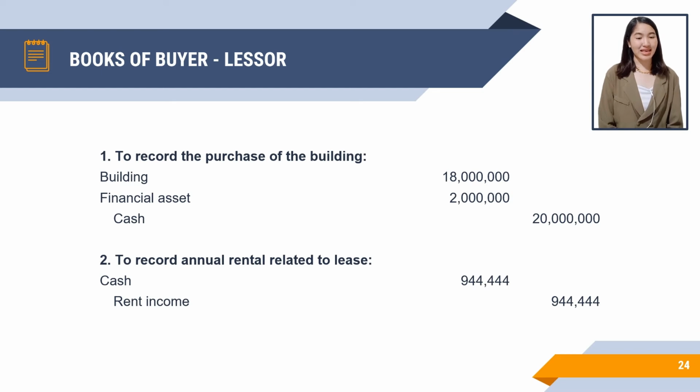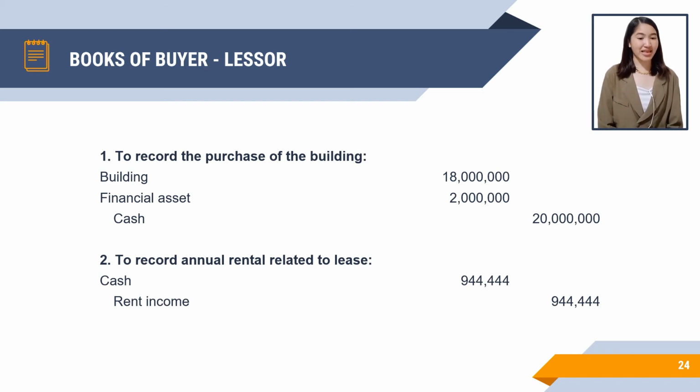For the first transaction, let us record the purchase of the building. So we have to debit the building, 18 million, which is equal to its fair value, and debit financial asset, 2 million, which is equal to the excess sale price, then credit cash for 20 million.